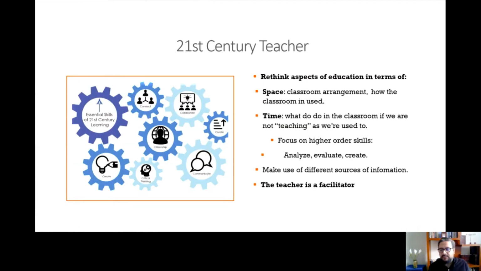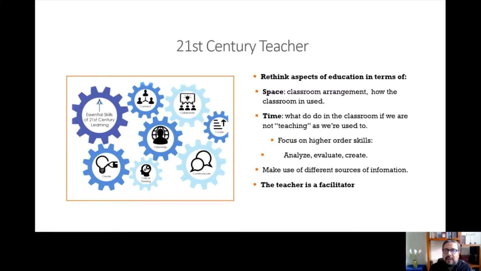And what about the teacher? Whether we wanted it or not, right now we are 21st century teachers. So we have to rethink aspects of education in terms of space. The classroom arrangement is important, so we have to forget the traditional settings and how the classroom is used. Also the time, what we do in the classroom. We have to forget about traditional teaching as we remember it, as we were taught as kids. Right now we try to change the point of view of teaching, because we want to focus on higher skills like analyzing, evaluating, creating, and debating. We are going to see when we talk about the strategies how we can focus on that.